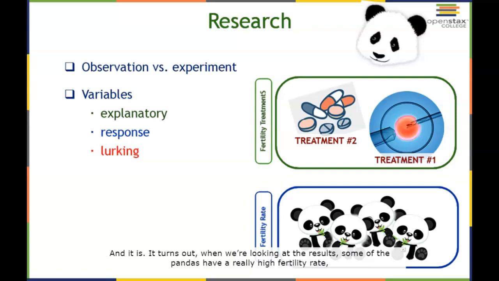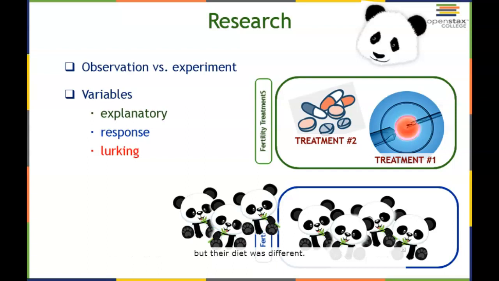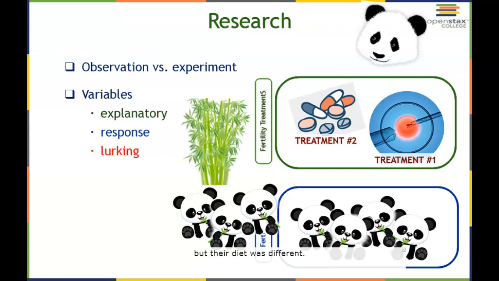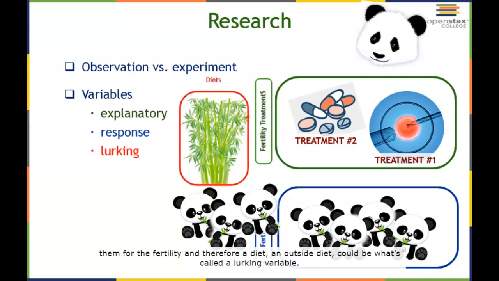And as it turns out, when we are looking at the results, some of the pandas have a really high fertility rate, but their diet was different. Well, we weren't studying the diets of the pandas. We were studying just the treatments that we were giving to them for the fertility. And therefore, an outside diet could be what's called a lurking variable. We weren't studying it, but it could cause some effect on our experiment.